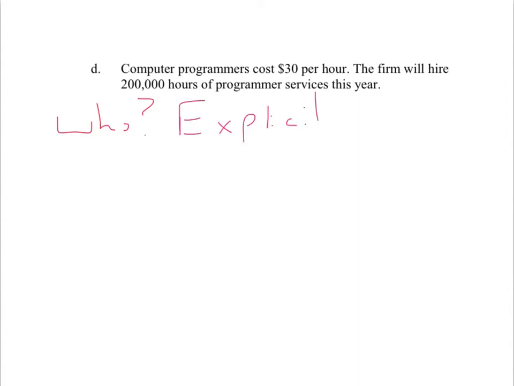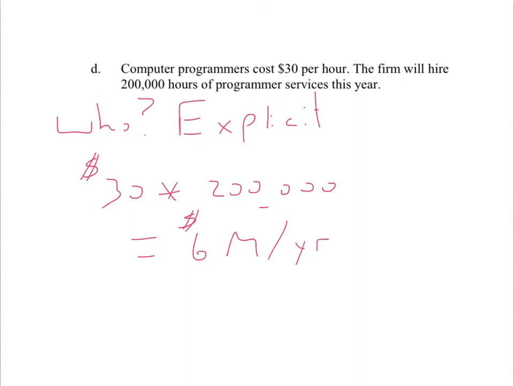And with explicit cost, there are actual out-of-pocket payments. There's a cash transaction. We have to pay these workers, and we pay them $30 per hour, and there are 200,000 hours. If my math is correct, that comes to $6 million per year. So an explicit cost of $6 million per year.